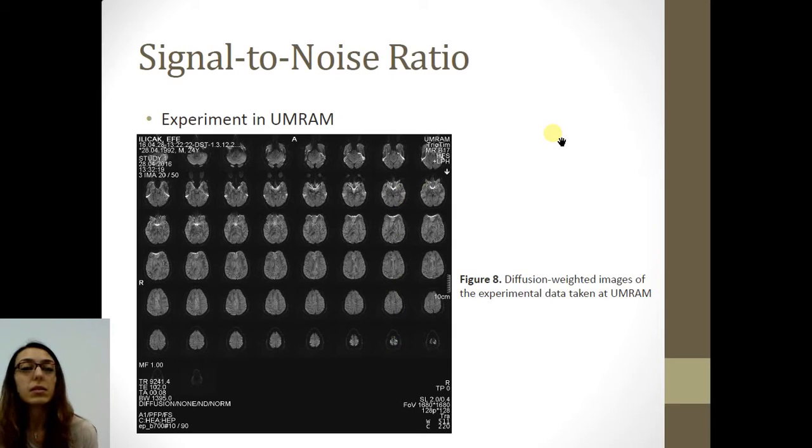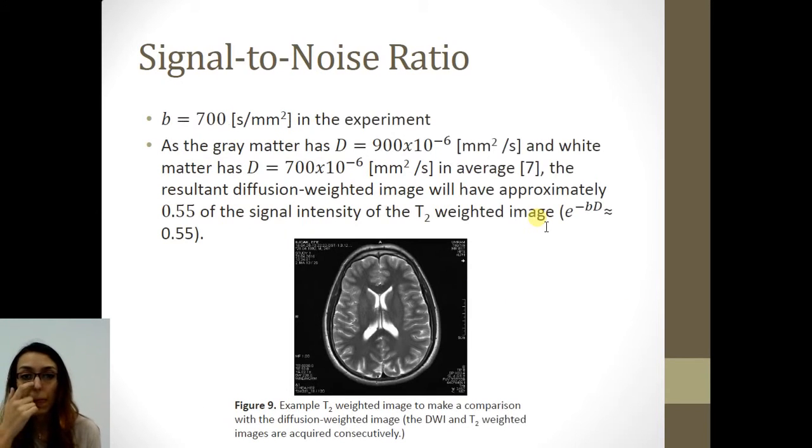So, in order to assess the signal-to-noise ratio, I made an experiment here at UMRAM. Here you can see diffusion-weighted images of brain, and this is the corresponding T2-weighted image of one slice. In this experiment, I used b equal to 700, and we know that gray matter and white matter have diffusion coefficients around 900 and 700 times 10 to the minus 6 millimeters squared per second. If we do the math, then e to the minus bD is almost one half of the T2-weighted image. So the signal-to-noise ratio is a severe problem in diffusion-weighted imaging.